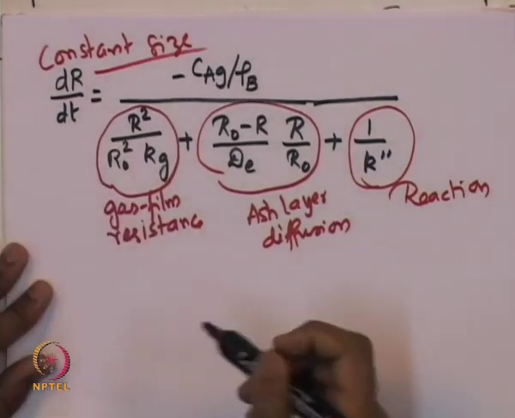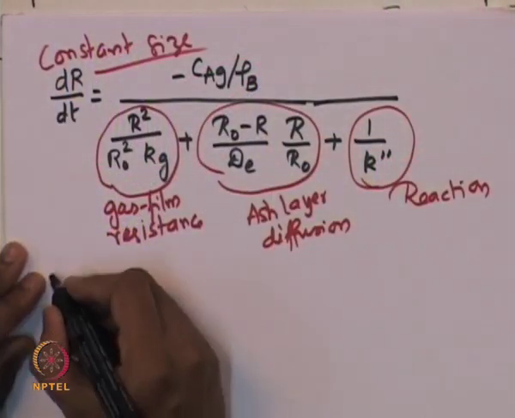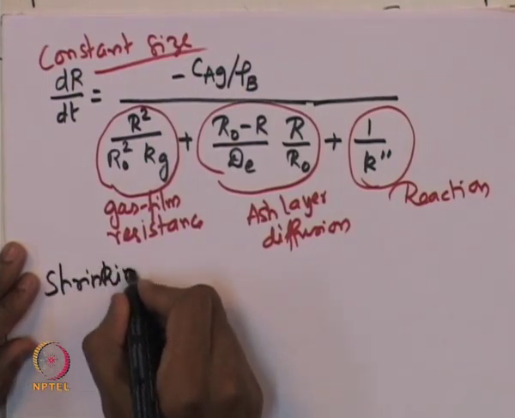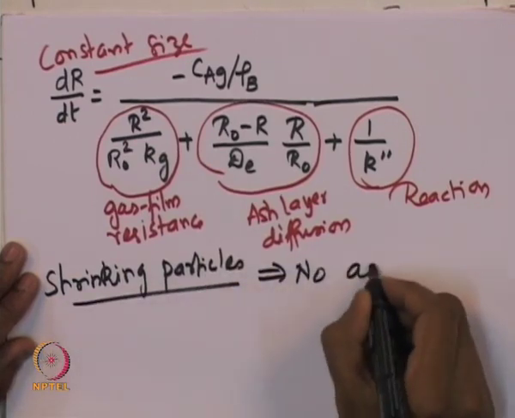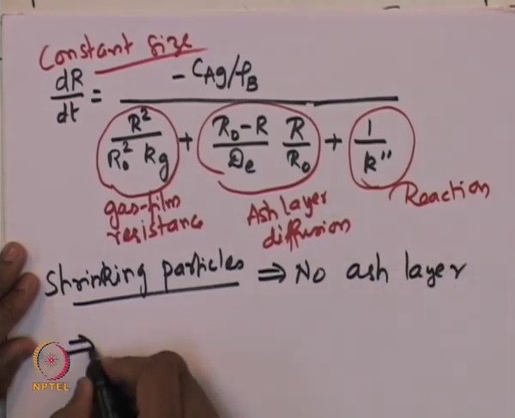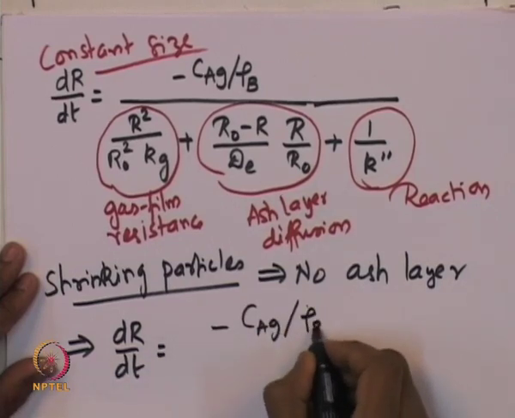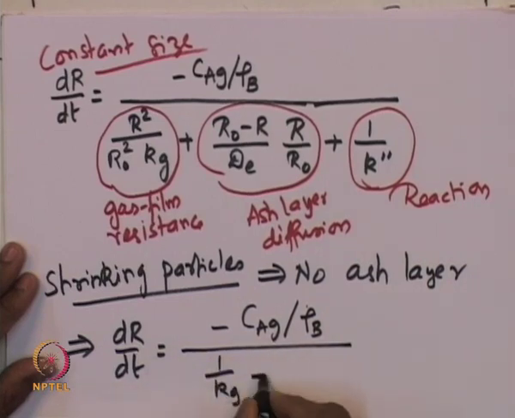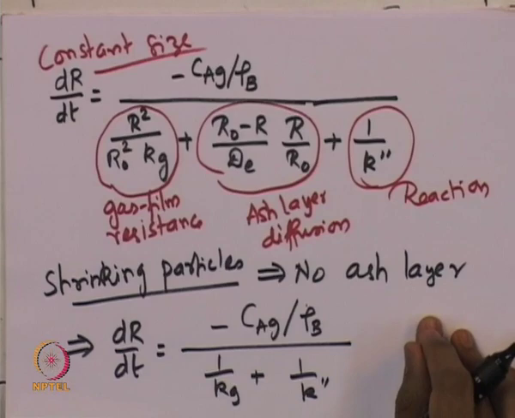Suppose the same thing can be written for shrinking core, shrinking size type of particles where there is no ash layer. So if there is no ash layer, then the resistance due to ash layer does not exist. So simply we can obtain the expression by removing the resistance due to the ash layer which is present in this expression here. So for shrinking particles, there is no ash layer. Therefore, we can write this expression as dr by dt is minus CAG by rho B divided by 1 by KG plus 1 by K double prime, where K double prime is the specific rate and KG is the corresponding mass transport coefficient.